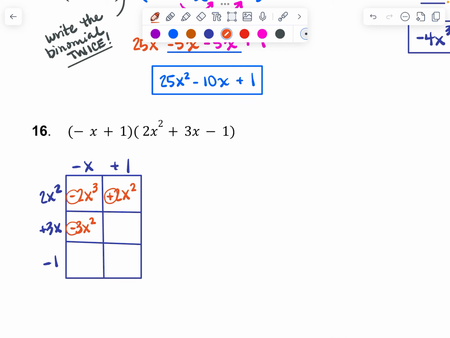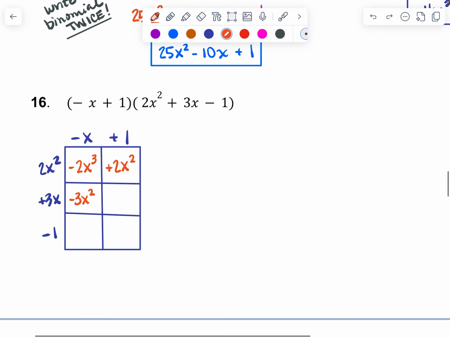Do you notice how I'm putting a sign in every box? That's so important, right? So when you're about to finish off the problem here in a second, you know exactly whether each sign is positive or negative. All right, positive 3x times positive 1 is positive 3x. Negative 1 times negative x is positive 1x, or just positive x. And negative 1 times positive 1 is negative 1.